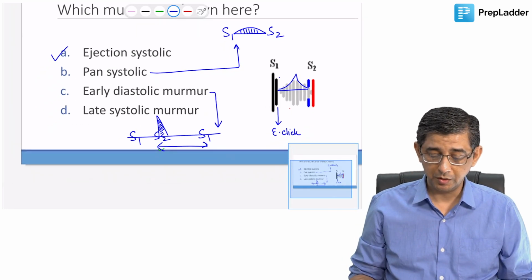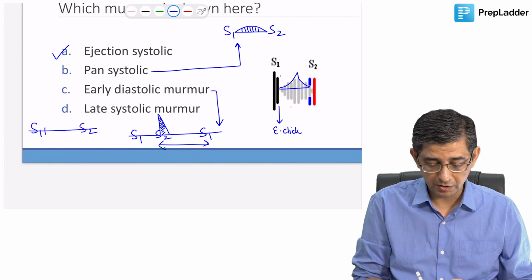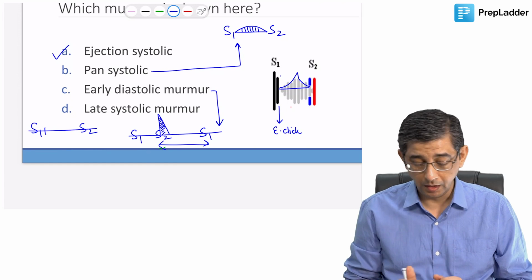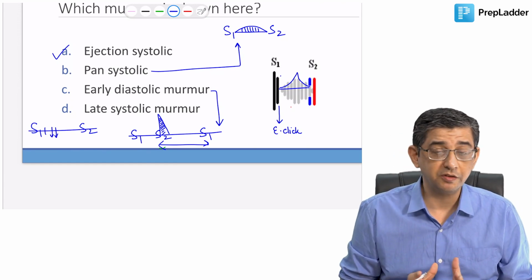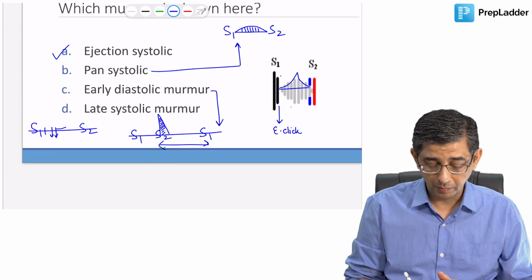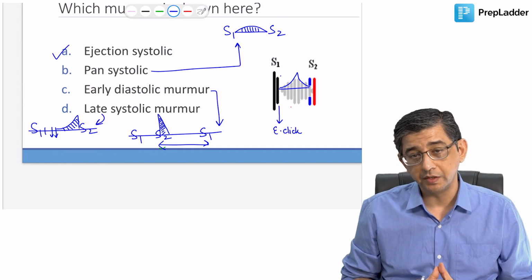And for a late systolic murmur, this is S1, this is S2 once again. After S1, what comes is the ejection click. Now what I'm marking before you is called a mid-systolic click. Mid-systolic clicks are a feature of mitral valve prolapse, and then the murmur is going to be present. That's a late systolic murmur. That's option number D for you. It's going to be present in mitral regurgitation.